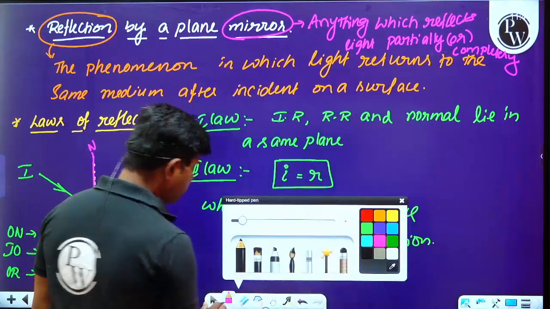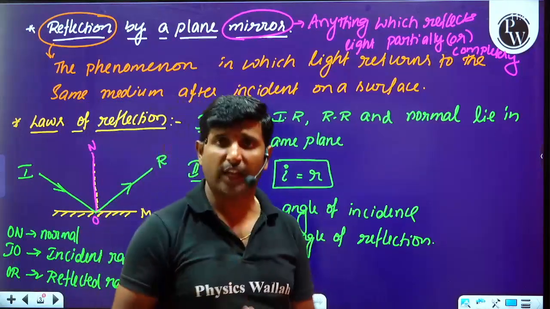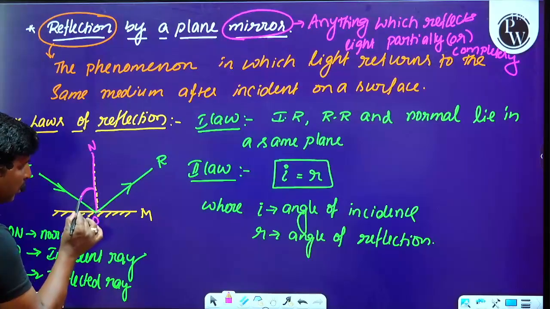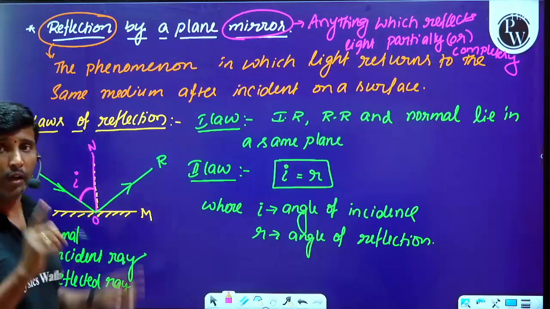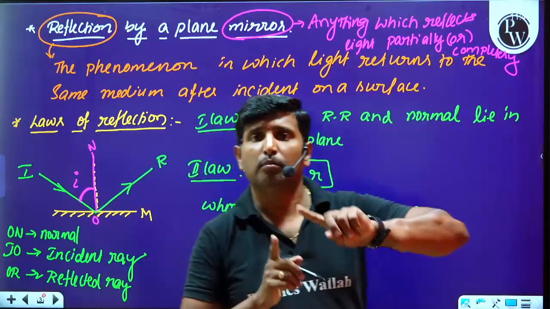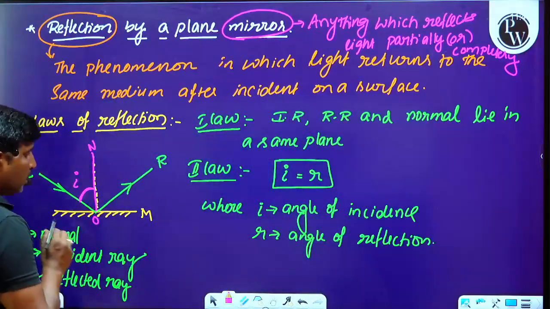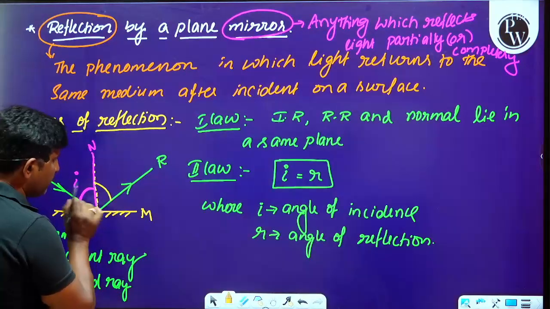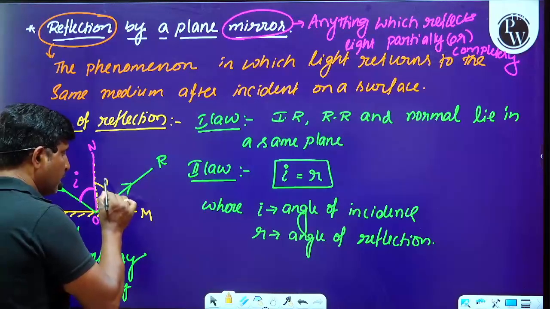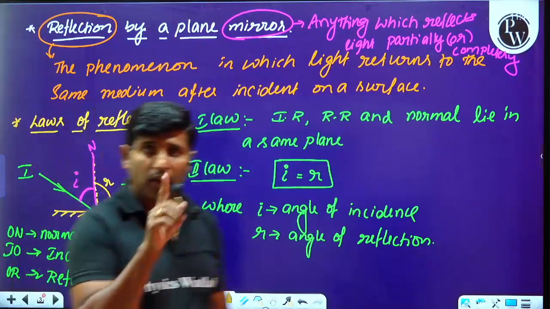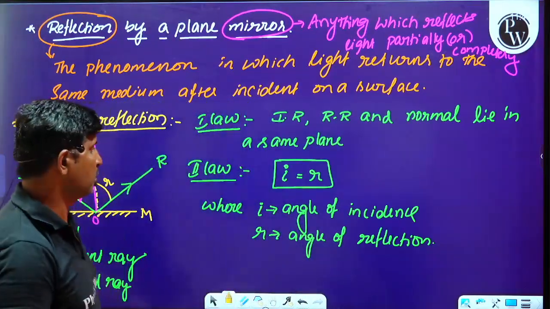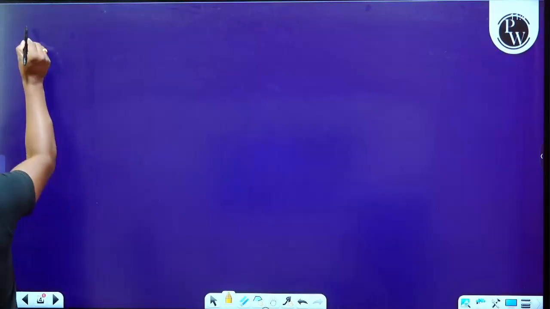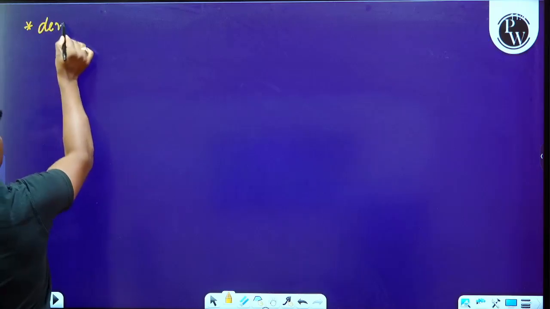So how can we measure this i and r? If we measure the angle between the normal and the incident ray, see here, we measure the angle from the normal to the incident ray, we call it the angle of incidence. And if we measure the angle between the normal and the reflected ray, it is called the angle of reflection. Later we have to understand what the deviation is.